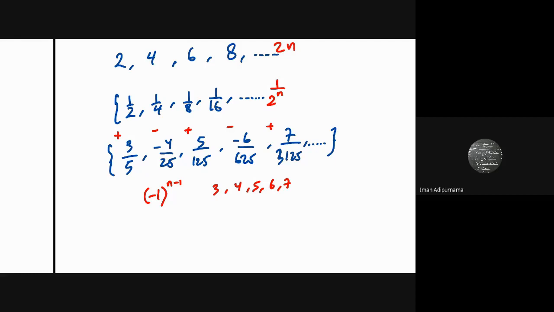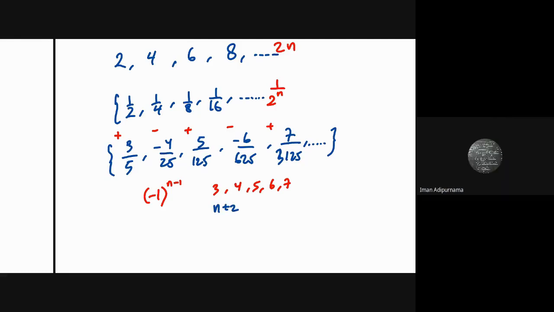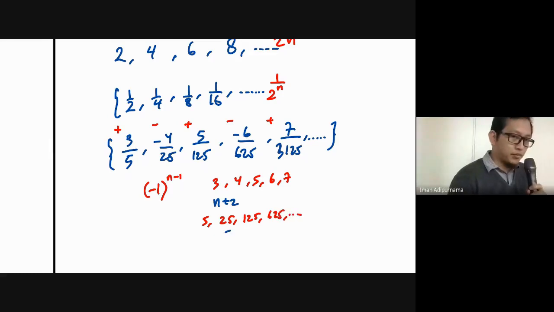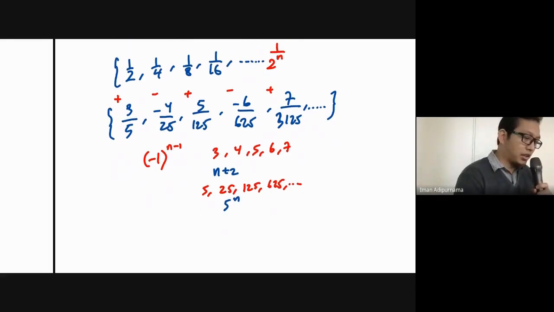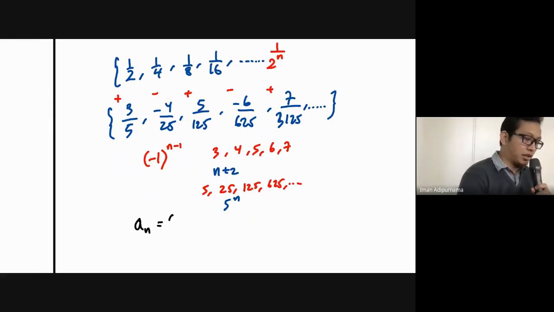And because it's always +1, the formula for this case is n + 2. And the bottom one, we start from 5, 25. It's all having a ratio of 5, right? We can write 5 to the power of n. And all together, the formula for the sequence a_n is (-1)^(n-1) (n + 2) divided by 5 to the power of n.